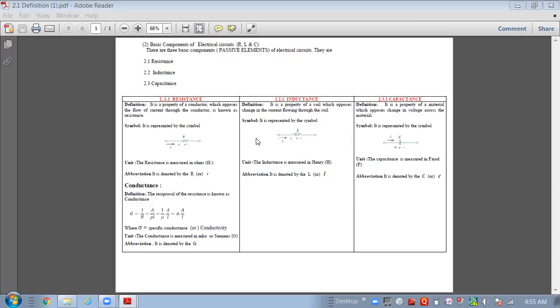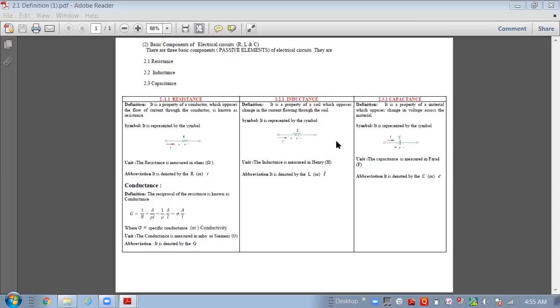If I go for inductance, it is the property of a coil which opposes change in current flowing through the coil. This is called the symbol. Now the unit will be Henry. Inductance is measured in Henry. The abbreviation is denoted by capital L.